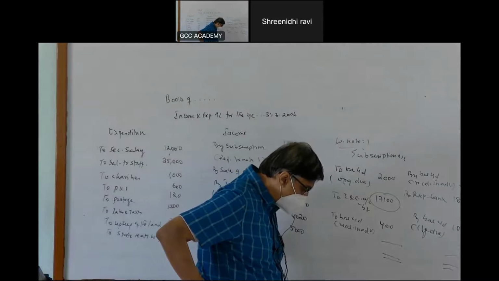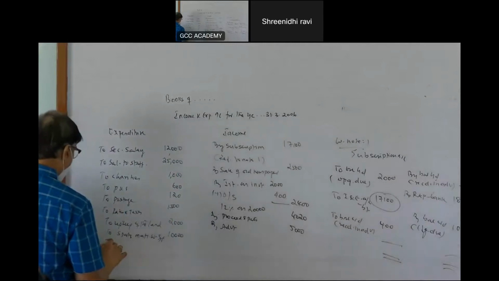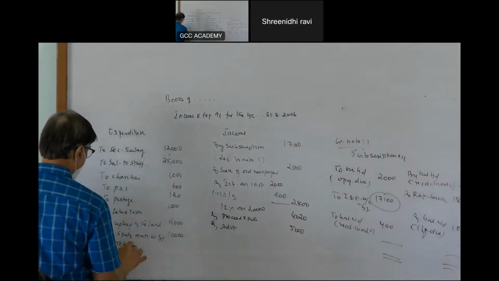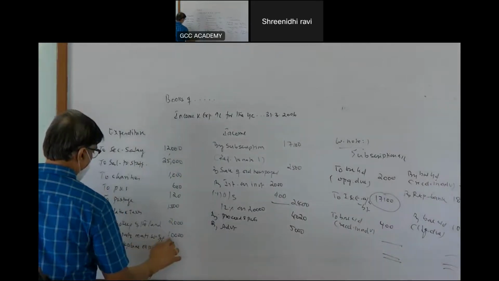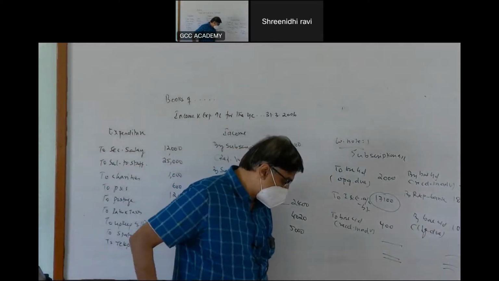Then telephone expense 3,400. Is there any adjustment for that? Closing balance won't come.